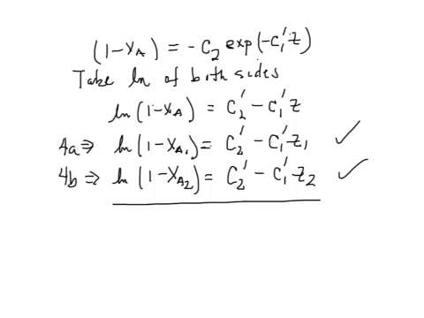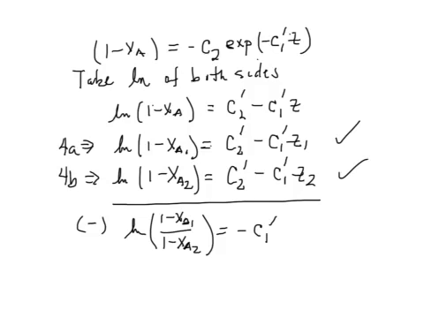So there are different ways you can approach this. The easiest thing would be to subtract 4b from 4a, and therefore we would obtain the log of 1 minus XA1 divided by 1 minus XA2. And the C2 prime cancels, and on the right hand side we'd have minus C1 prime times Z1 minus Z2. So then that gives us our first integration constant, C1 prime.